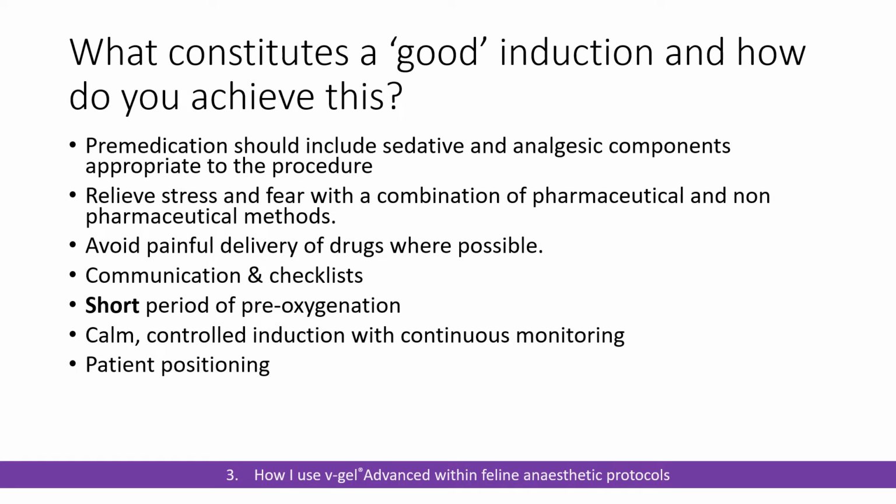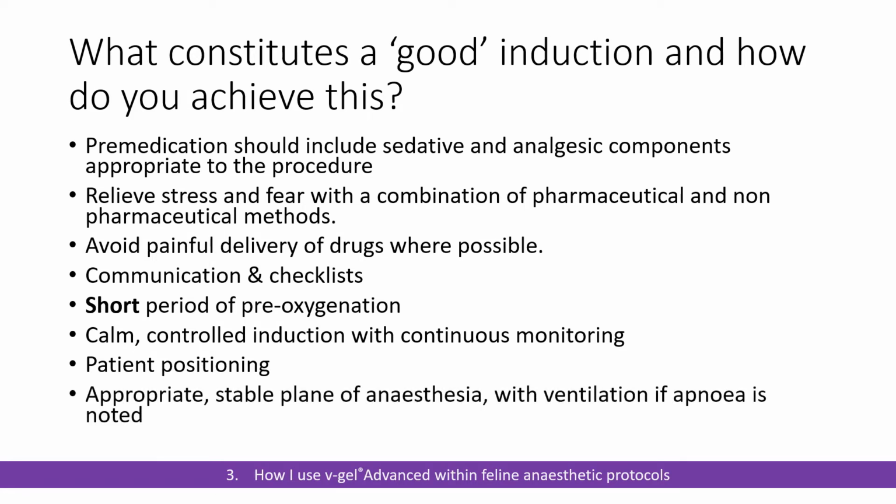Think about patient positioning. Positioning patients so that there's pressure on the chest is not going to be helpful. Positioning patients so that they're tilted downwards, so that the abdominal contents are resting on the diaphragm, is going to make it more difficult for your patient to breathe. If your surgeon is resting their hand on the cat's chest while they're talking to you, get them to move their hand. So think about things that make it easier for your patient to breathe and ventilate.